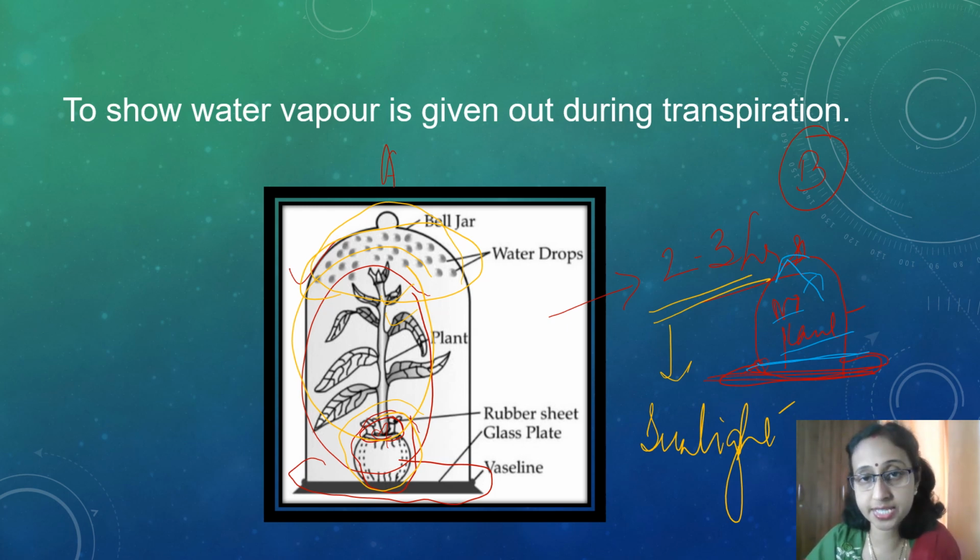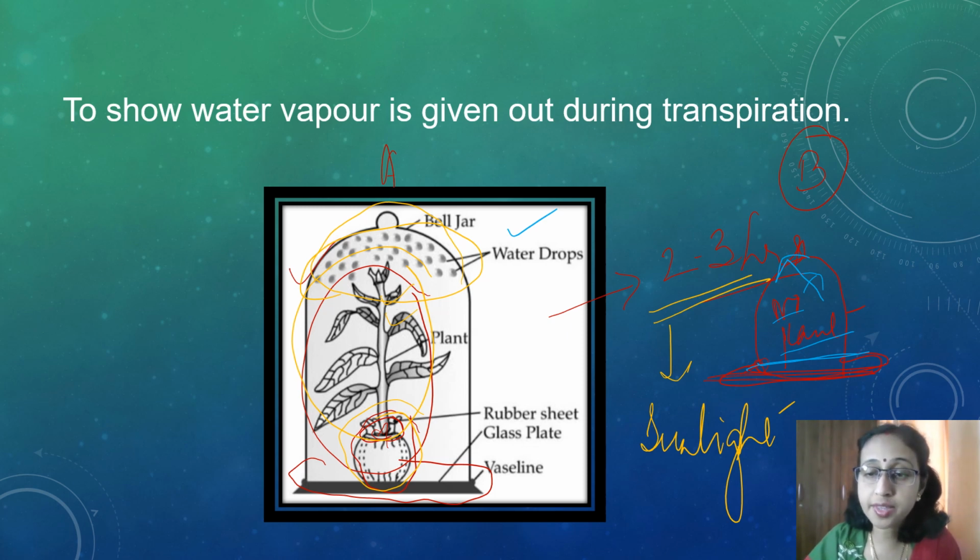So this is the first experiment. Now we will move on to the next one. This is a very easy experiment to prove that water vapor is given out during transpiration. So you should know the labeled diagram, with all the labelings, and a neat and clean diagram should be given.